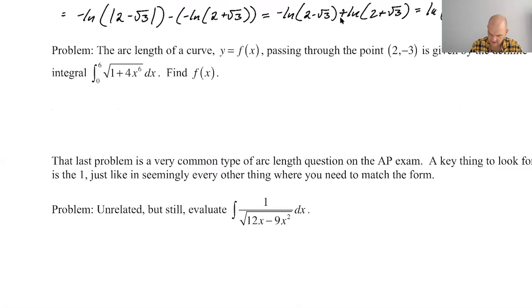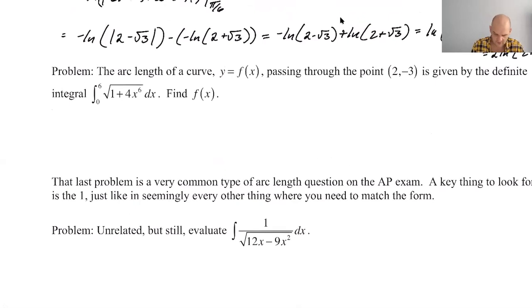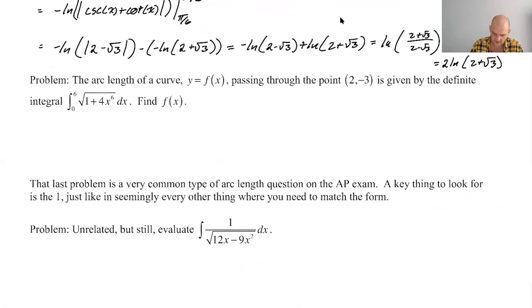I don't really know why this one is here. Unrelated, but still evaluate. Like, what does that look like? It looks like I'm going to have to complete the square there. Also, I don't know why I'm looking ahead. The arc length of a curve y equals f of x passing through 2, negative 3 is given by the definite integral. Find f of x.